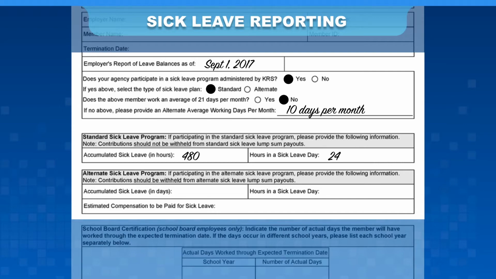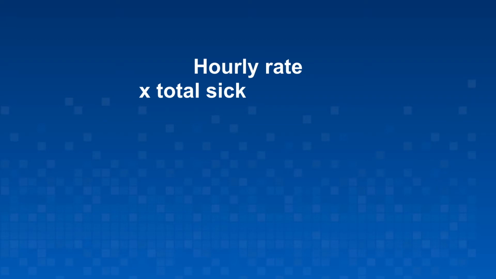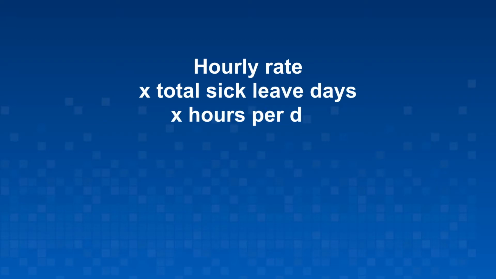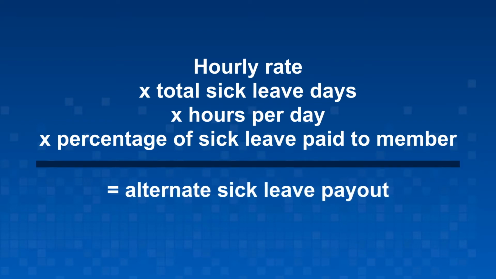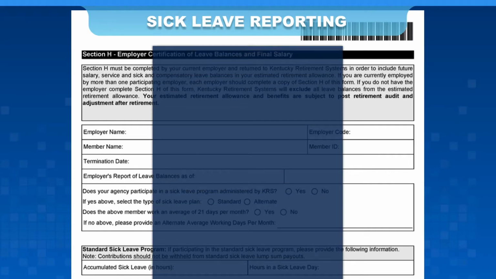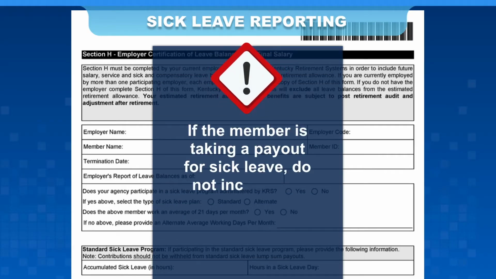If the member's agency participates in the alternate sick leave program, the authorized contact should calculate the estimated compensation to be paid for sick leave based on the hourly rate times total sick leave days times hours per day times percentage of sick leave paid to the member. If the member is taking a payout for sick leave and the agency does not participate in the alternate sick leave program, do not include those hours on Section H.